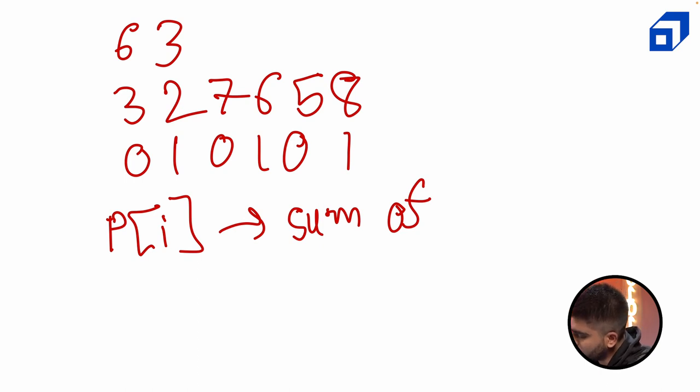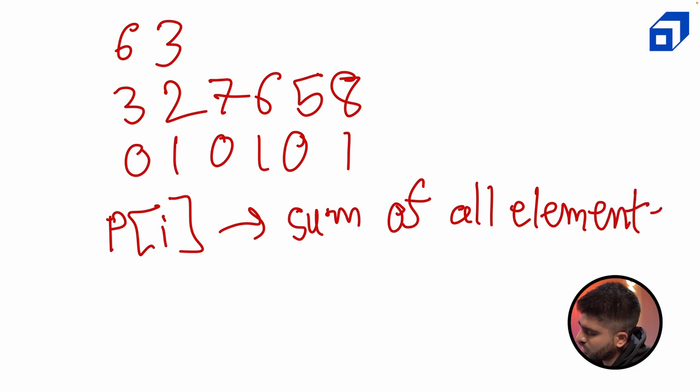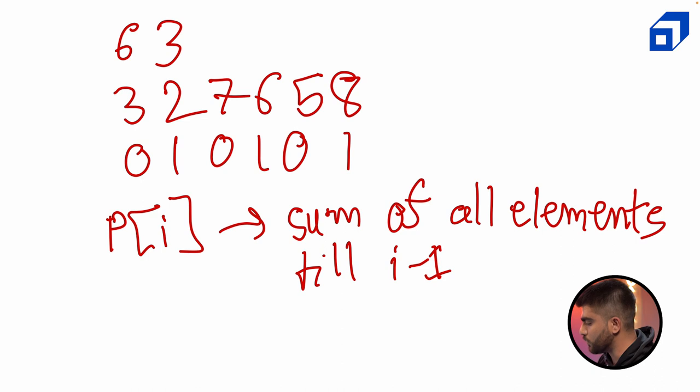So it's all right. Sum of all elements till i minus 1. We can keep it i as well. I have absolutely no issues with that. So if I am going to create a prefix sum array out of this, I'm also going to show how we are going to find the maximum k subarray using this. So if I'm going to translate this array, what's going to be the prefix sum of 0? It's going to be the sum of all elements till 0 minus 1, which is 0. We don't have any element.